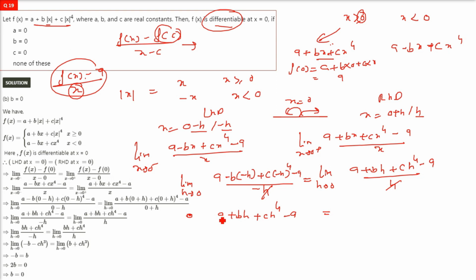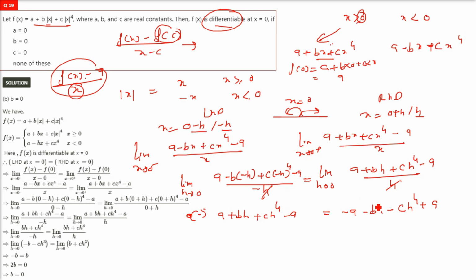So you can have a negative here, or you can just transfer this negative to the right hand side. It's up to you. We'll just see how it turns out. It's negative a plus, I'm just taking the negative on the right. So minus a minus bh minus ch^4 minus a. So I multiplied this negative which was on the left onto the right. You can do it either way. You can multiply this on the left also.